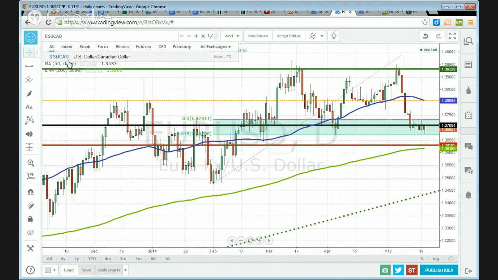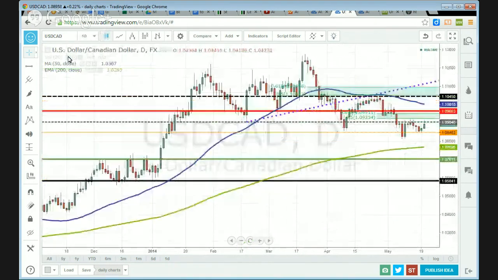Dollar Canada. Okay, so I'm short Dollar Canada, shorted at this gray line. The position is slightly in the money. I need price to close at or below this orange line before I can move my stop, which is currently here, down to break even.